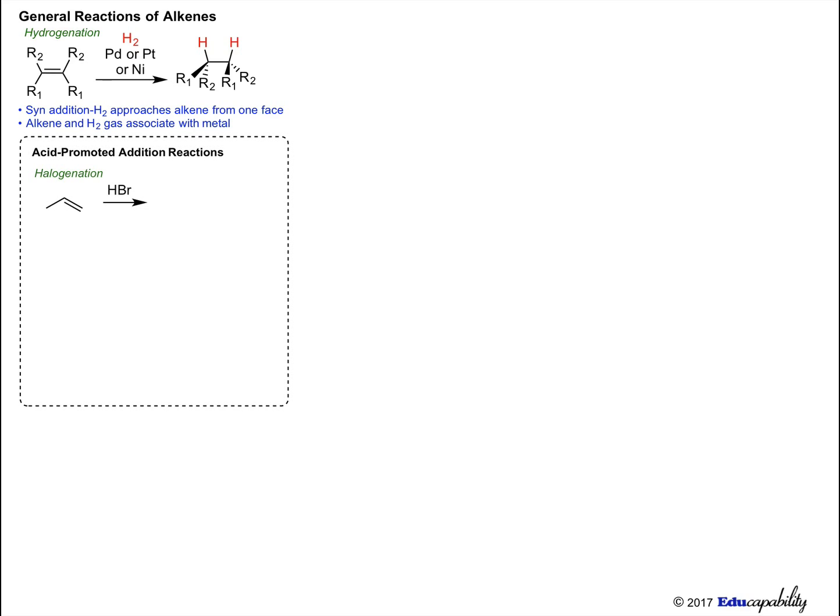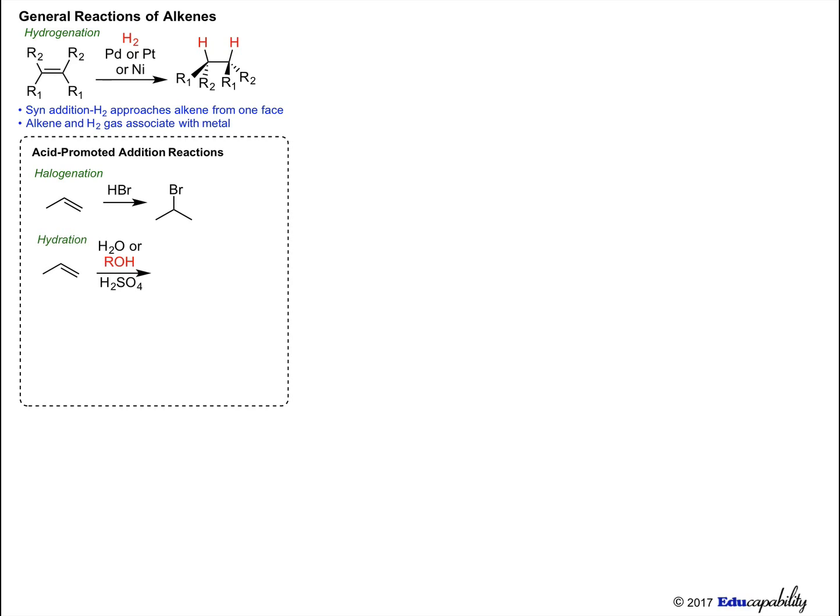An alkene can be reacted with hydrogen gas in the presence of a metal catalyst to produce alkanes. The hydrogen gas adds to one face of the alkene, so we get syn addition of H2 across the double bond. Alkenes react with halogen-containing acids like hydrochloric and hydrobromic acid, adding a single halogen across the double bond.